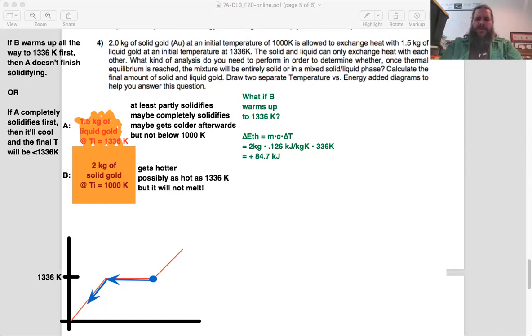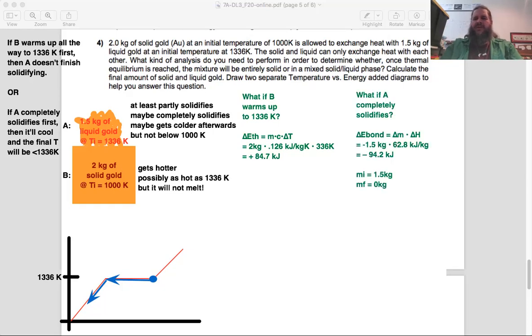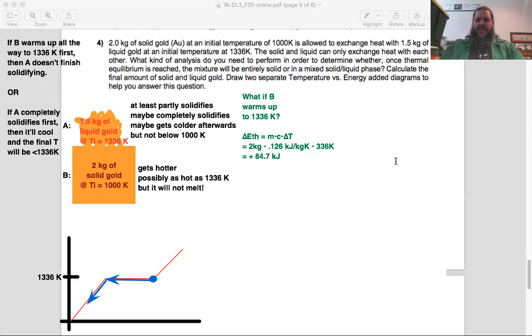So we multiply those together and we get 90 something. Yeah, 94.2, or negative 94.2. So that's how much energy the object A, the liquid gold, would have to lose to completely solidify. So based on that information, which one of these processes finishes happening first?